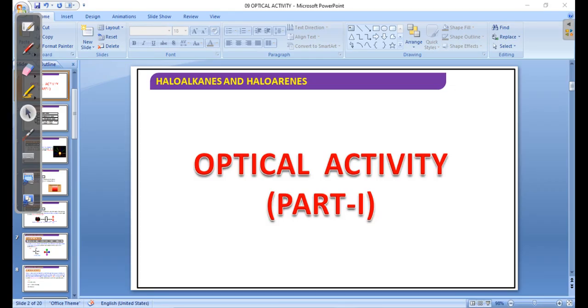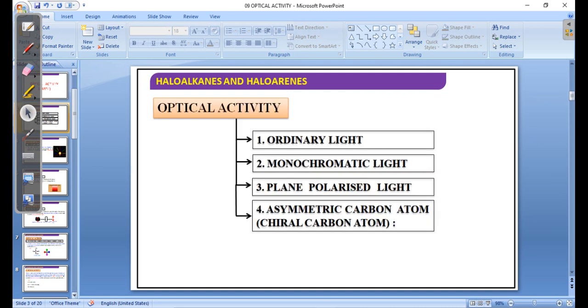In this topic, you will learn these points: one is ordinary light, monochromatic light, plane polarized light, and asymmetric carbon. These four things you will learn in this topic, right?